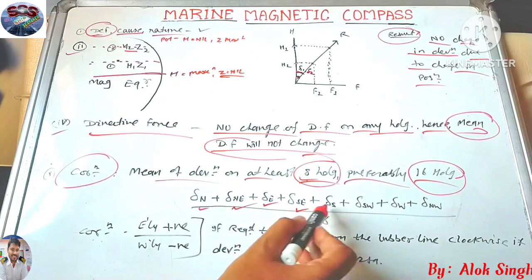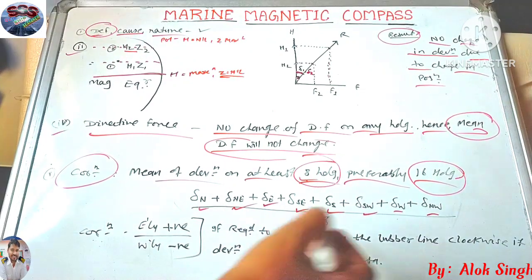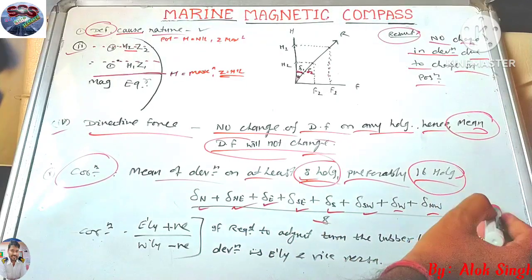So north, northeast, east, southeast, south, southwest, west and northwest: on all headings, just divide by 8 and you will get the mean deviation.